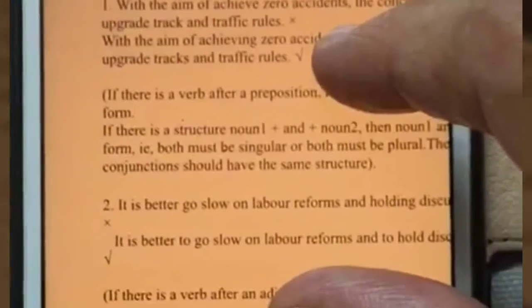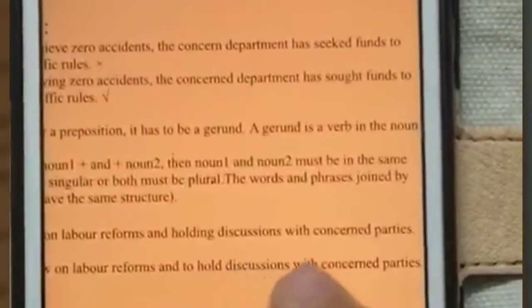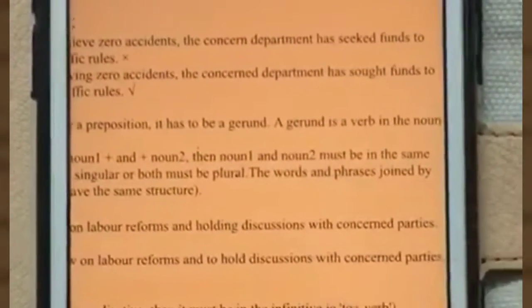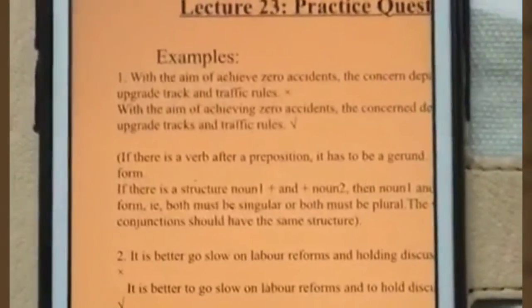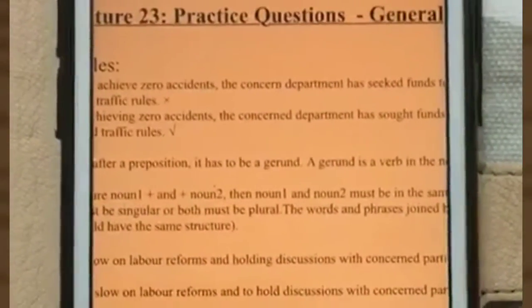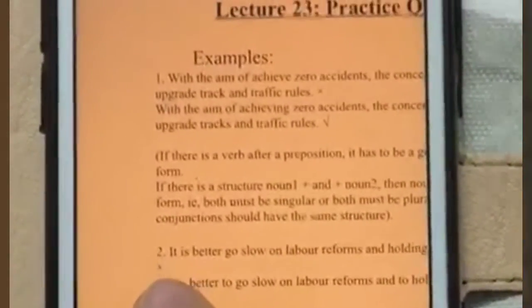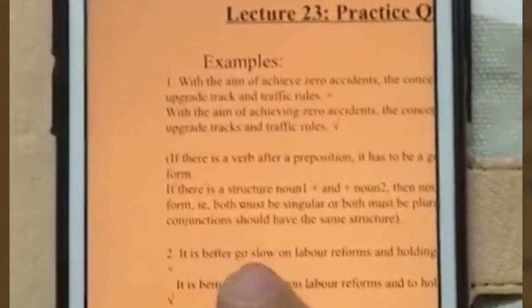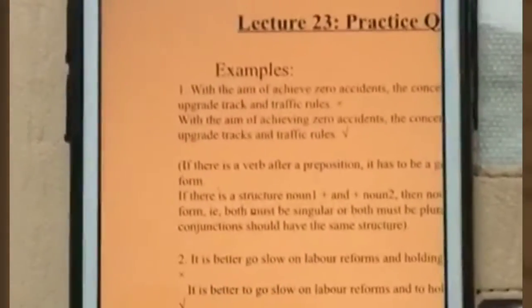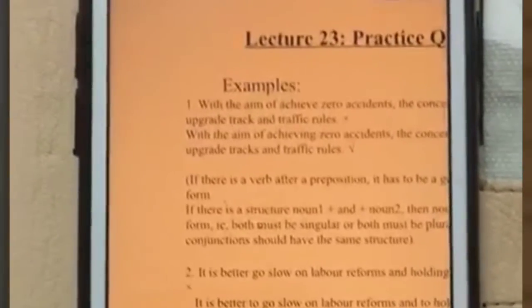Now, the next one is similar to the first one. It is better go slow on labor reforms and holding discussions with concerned parties. Now, there is a rule that if there is a verb after an adjective, this also we studied, it must be in the infinitive form. That is to plus verb. So here, it is the subject, is the verb, better is an adjective. There is another word go after better, so it should be to go, right, as per this rule. So we have to rewrite by saying it is better to go slow on labor reforms and to hold discussions with concerned parties.